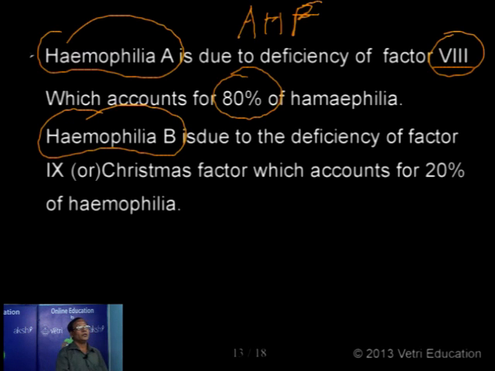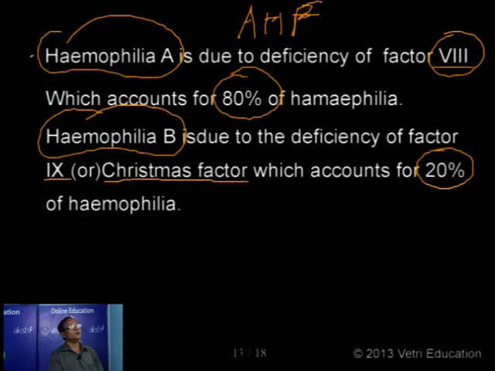Another type is hemophilia B, which occurs in only 20% of affected persons. The reason for the development of hemophilia B is the absence of factor 9, plasma thromboplastic component. The chemical name of factor 9 is plasma thromboplastic component, but the factor is also given a nickname, Christmas factor. That is why the disease is also called Christmas disease or Xmas disease. So that is about hemophilia A and hemophilia B.